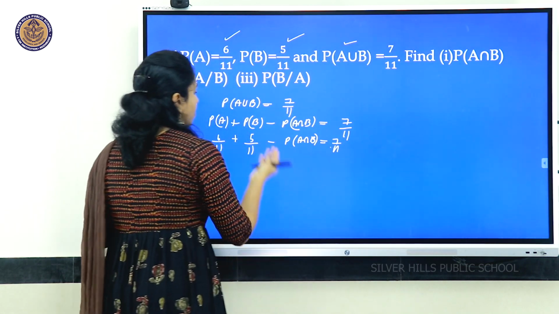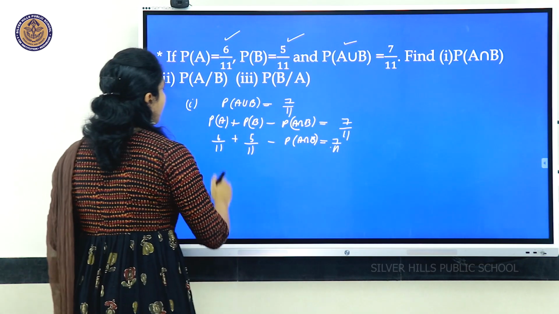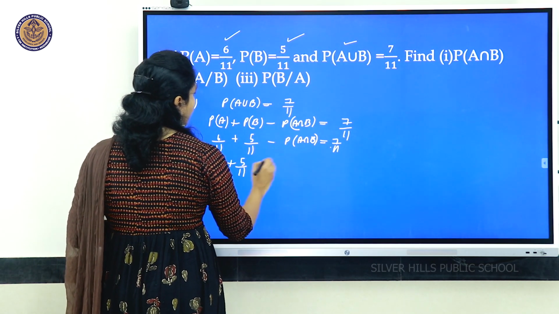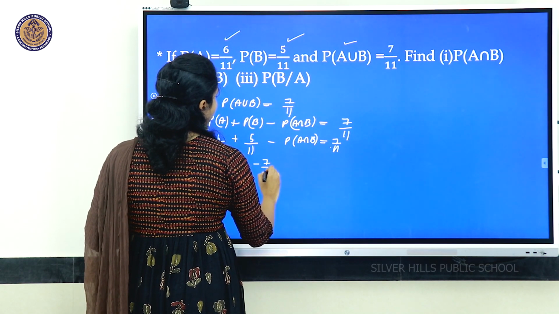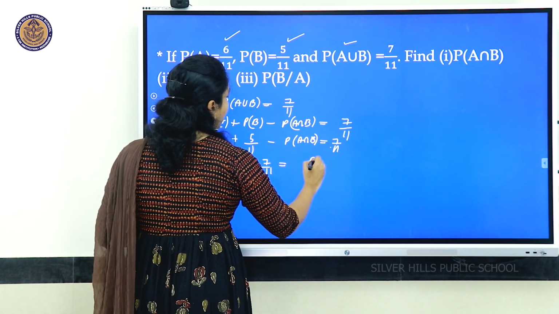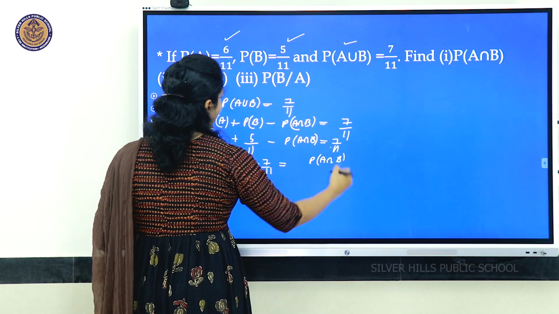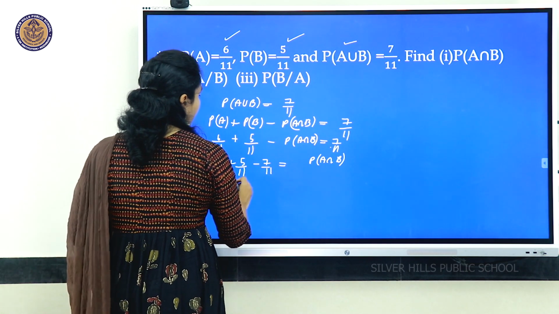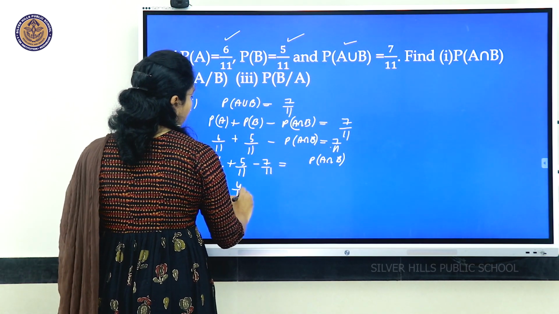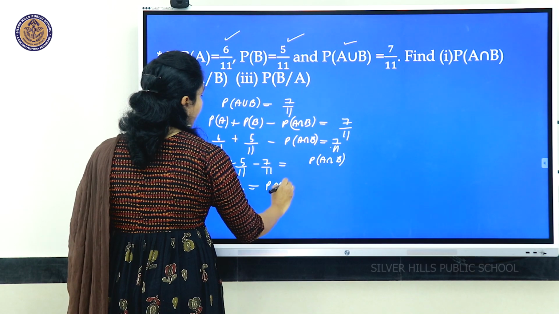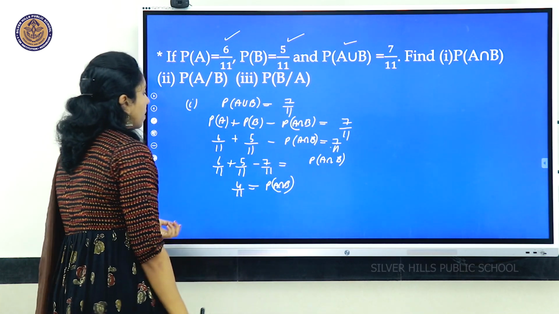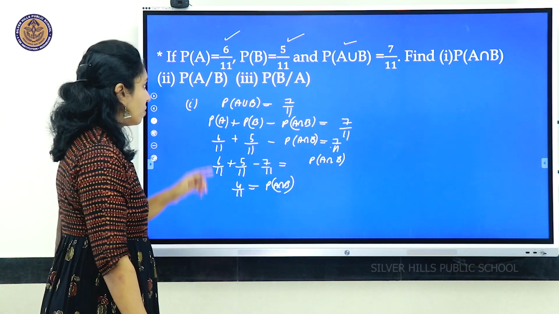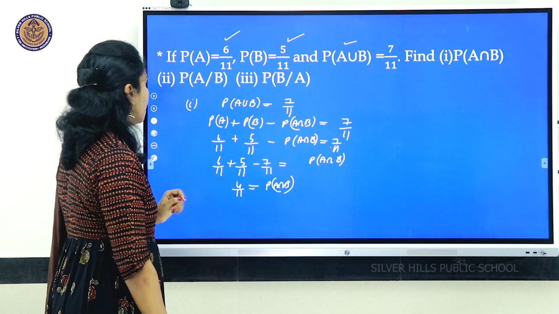So, if you shift this to the other side, you get 6 by 11 plus 5 by 11 minus 7 by 11 is equal to P of A intersection B, and that is equal to 4 by 11. 4 by 11 is equal to P of A intersection B. 11 minus 7, you get 4. So, the answer is 4 by 11. So, the first part is done. P of A intersection B is ready.